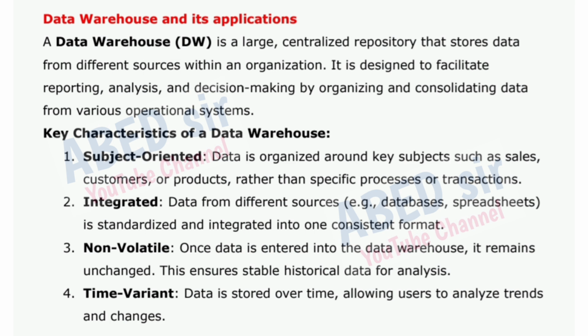Key characteristics of a data warehouse. 1. Subject-oriented. Data is organized around key subjects such as sales, customers, or products, rather than specific processes or transactions. 2. Integrated. Data from different sources, example, databases, spreadsheets, is standardized and integrated into one consistent format.